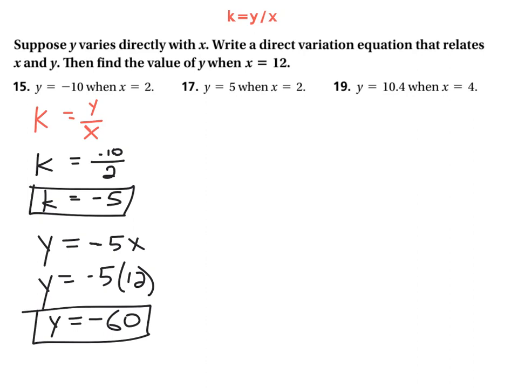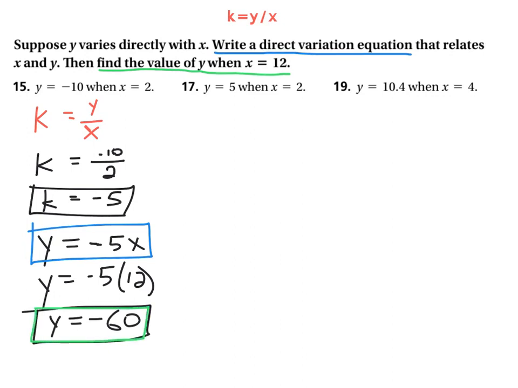Actually, I'm going to box the two things that they ask us to do. They say write a direct variation equation, and then find the value of y when x is 12. So what's the direct variation equation? It is this right here in blue. And what is the value of y? It is this right here. So you should have as an answer y equals -5x and -60. I'm going to draw a little dividing line and we'll do the next one.